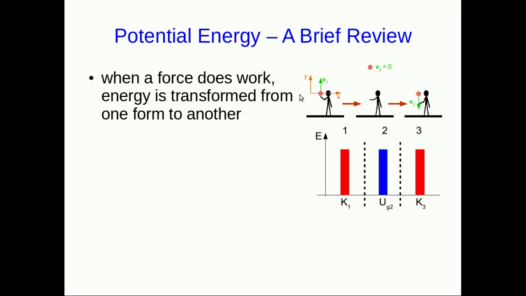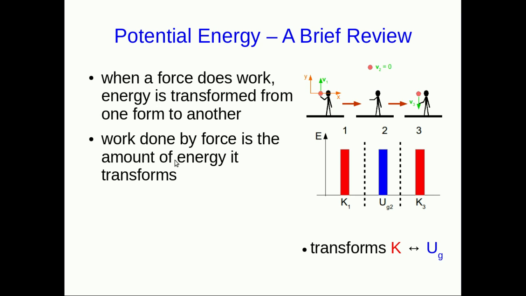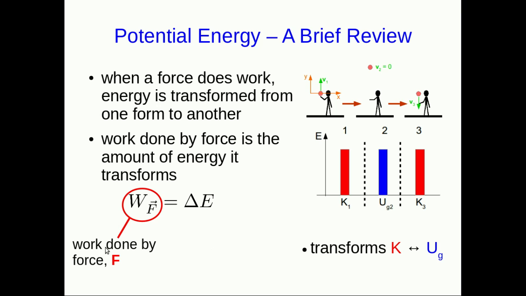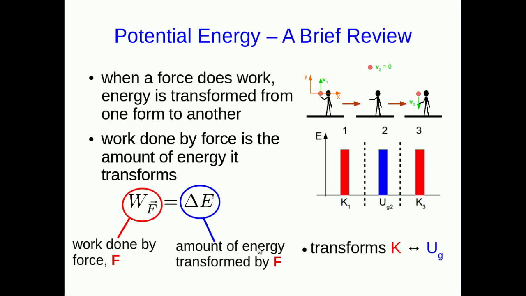This is because there's a force acting on the ball, the gravitational force or weight, and whenever a force does work, that results in a transformation of energy. The amount of energy transformed is equal to the work done by the force, where this W sub F is the work done by some force F, and this delta E is some amount of energy that's been transformed as a result of that force doing work. So in this case, the work done by the weight is equal to a change in the gravitational potential energy. And note that negative sign.